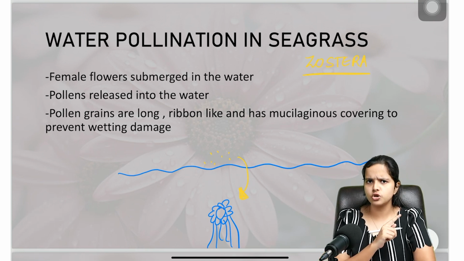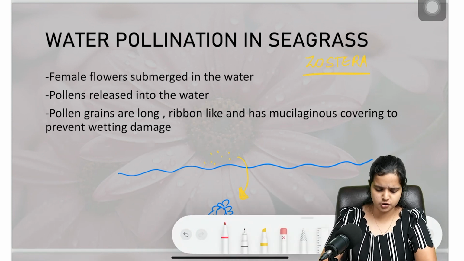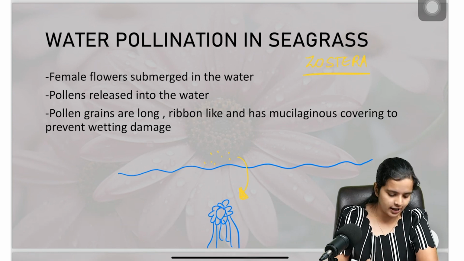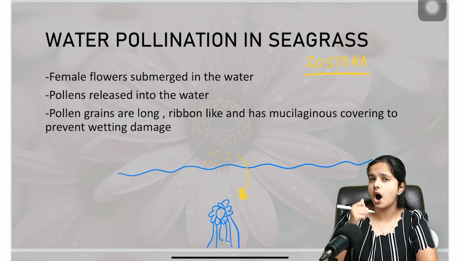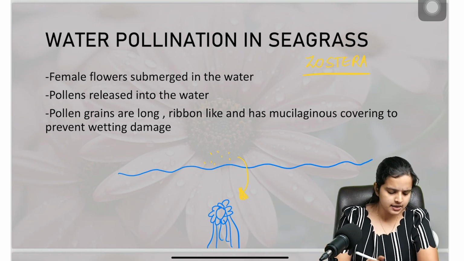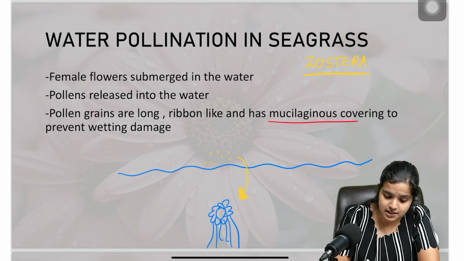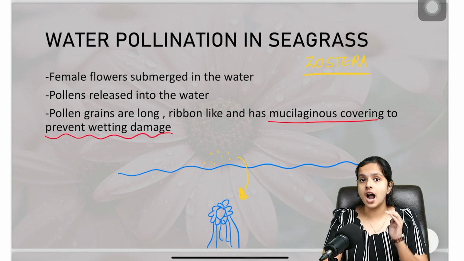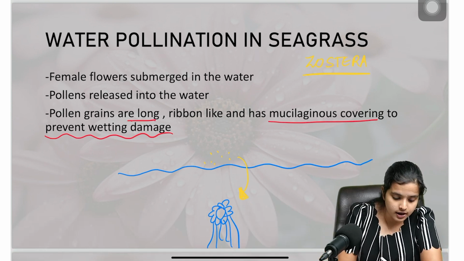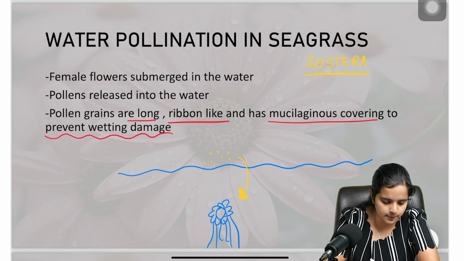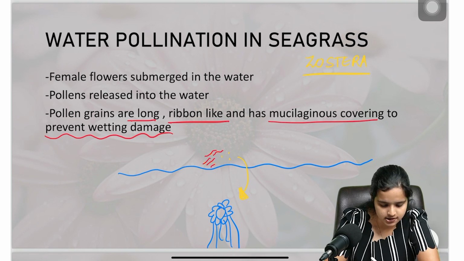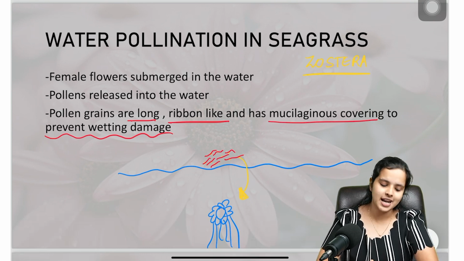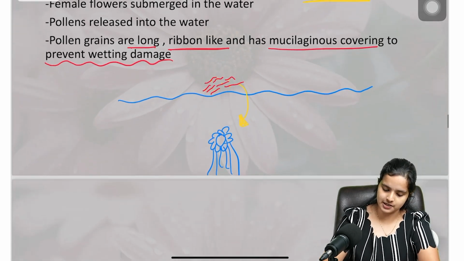So the pollen grains should not be easily destroyed by water. They should not decay. For that, these pollen grains will have a special mucilaginous covering to prevent wetting and damage. Also, they have to go under the water, hence they have a long ribbon-like structure. It's not round in shape, it's long and ribbon-like. So this is how it would look. It's long and ribbon-like, and it has a special mucilaginous covering to prevent decay. So this is how water pollination happens in seagrasses.